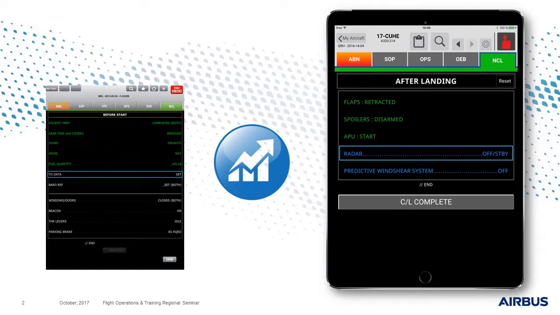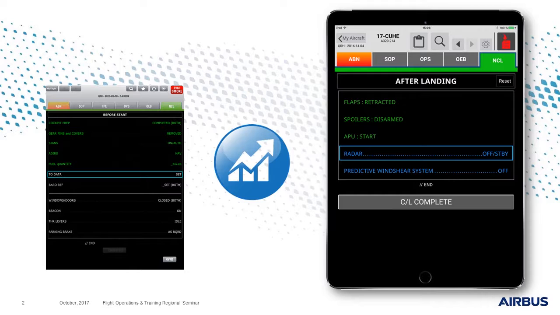For those who attended our flight operations and training regional seminars 2 years ago, you may remember that we presented to you a mock-up of the electronic eQRH that we used for our feasibility study. Today, I am very pleased to share with you our real eQRH application that entered into service in March 2017.